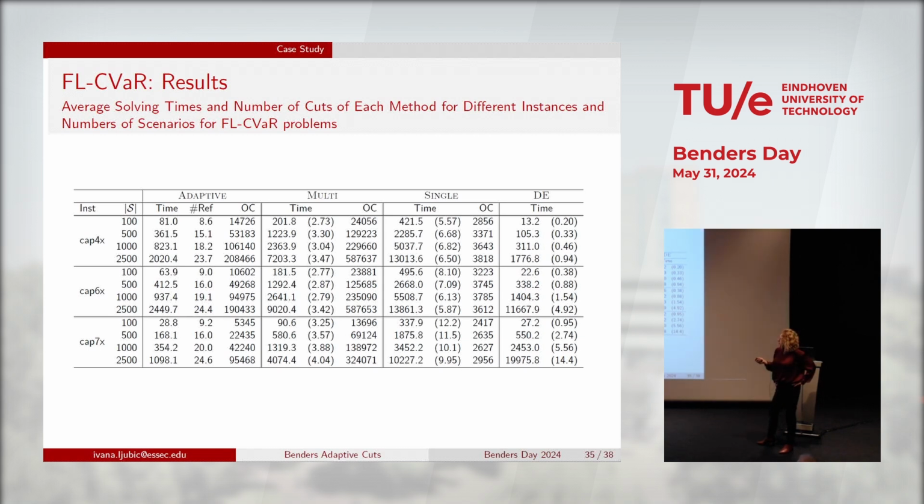And as you can see here, this number of refinements stays below 25, and the size of these partitions stays pretty small, which was really nice for this particular case. Of course, as I was saying, here you can see the number of separated cuts is 500,000 for the multicut implementation, very small for the single cut implementation, and for our adaptive, we are somewhere in between.